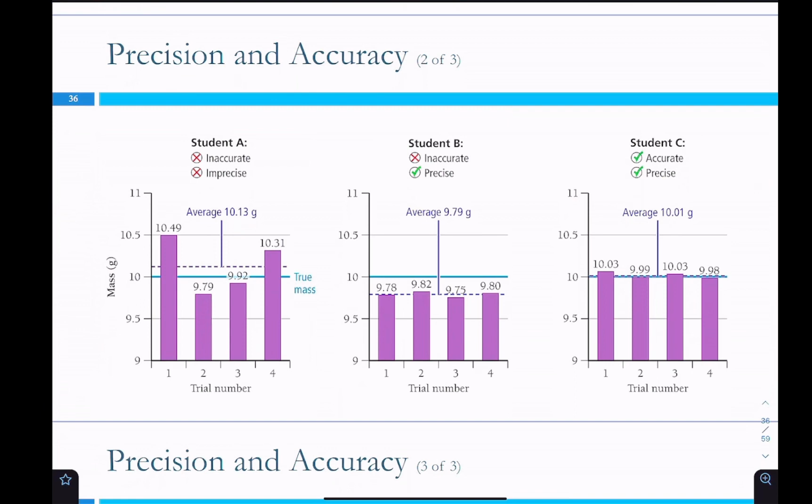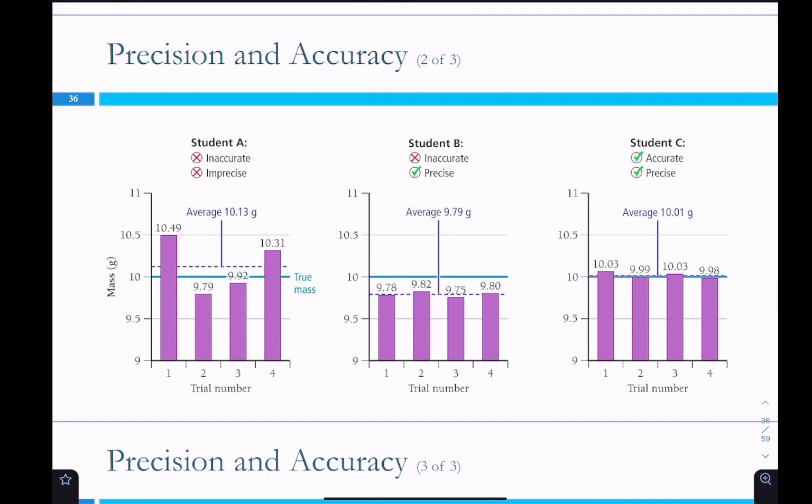So for example, for student A, we would say that they are inaccurate and imprecise because their average measurement is 10.3 grams. We know it's supposed to be 10, so they weren't close to that. And they were imprecise. Their first measurement's 10.49. Their second measurement was 9.79, 2 numbers that are really far apart. Third is 9.92 and 10.31. So their numbers are all over the place. Who knows what they're doing every time they take this lead weight off the scale and put it back on?